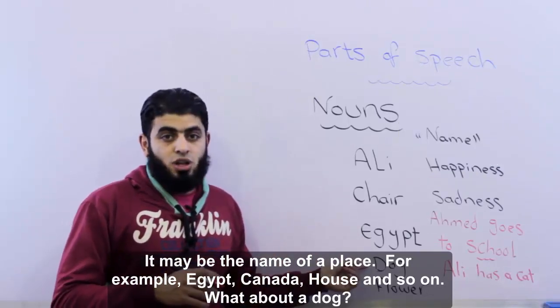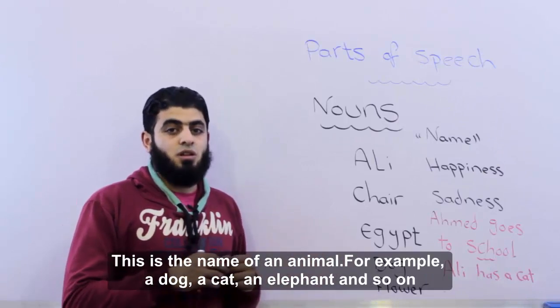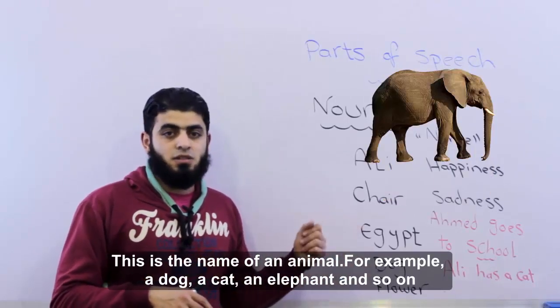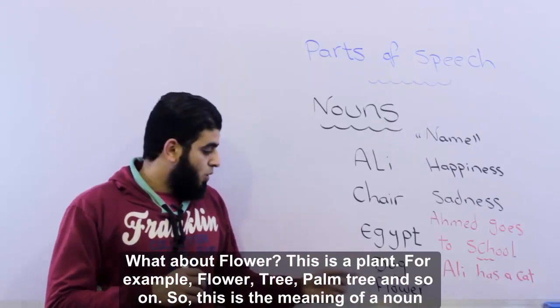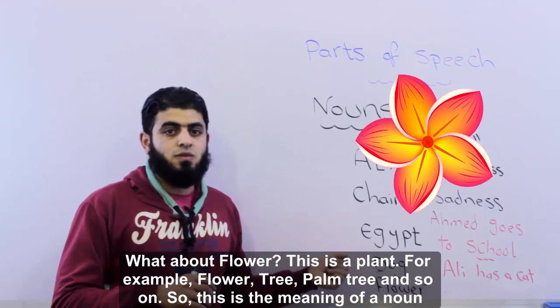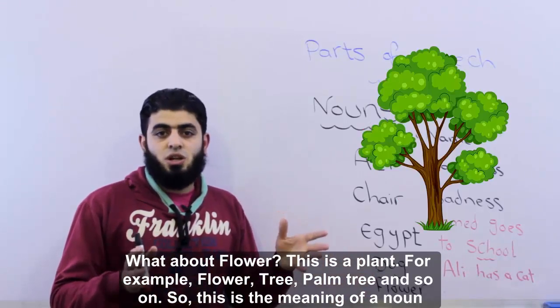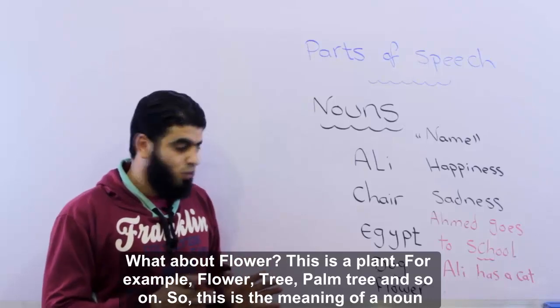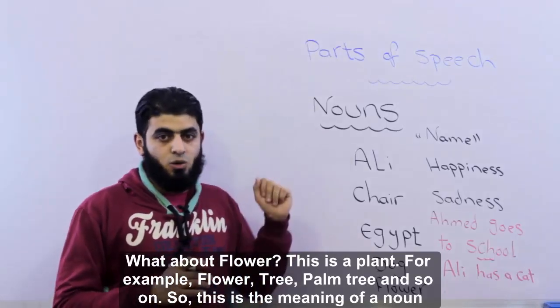What about a dog? This is the name of an animal. For example, a dog, a cat, an elephant, and so on. What about flower? This is a plant. For example, flower, tree, palm tree, and so on. So this is the meaning of a noun.